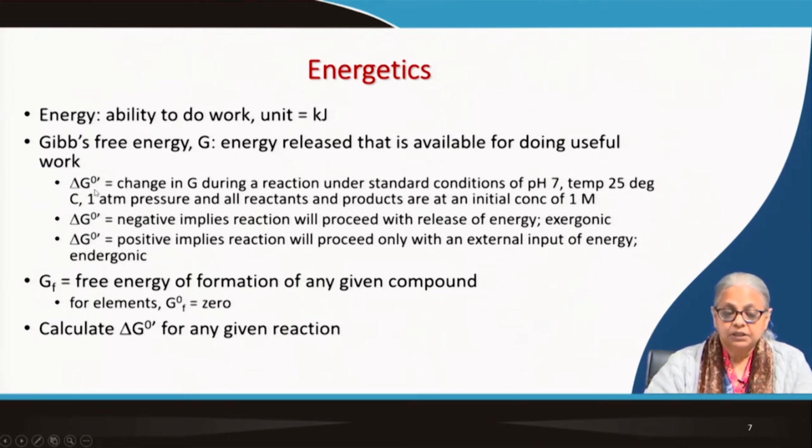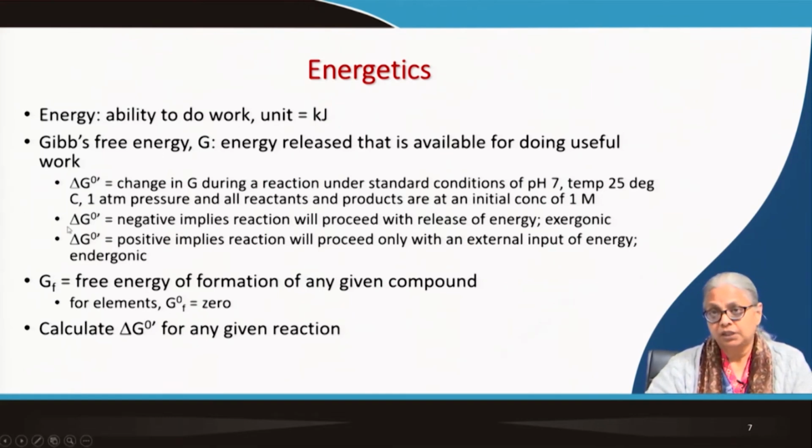So we have delta G0 dash. This is the change in the free energy during reaction under standard conditions of pH 7, temperature 25 degrees centigrade, 1 atmosphere pressure, and assuming that all reactants and all products are at an initial concentration of 1 molar, so 1 mole per liter for each of them.